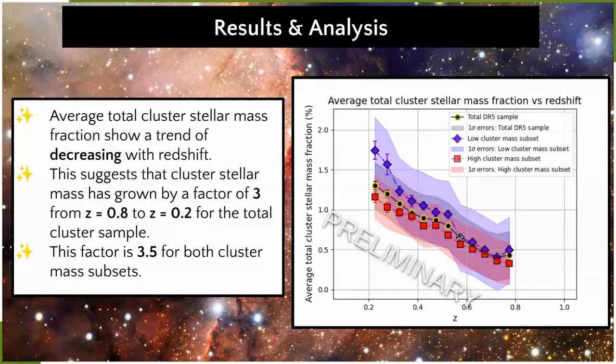In this case, for the total sample, that is a factor of 3 growth from redshift of 0.8 to 0.2 for the total cluster sample. And for each subset, it's a growth factor of 3.5. But we can see that the low cluster mass sample appears to have slightly higher fractions at low redshift. So basically, this indicates that these clusters have a much higher percentage of stellar mass within them.